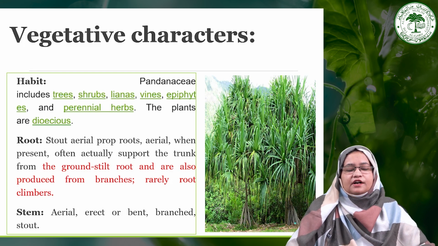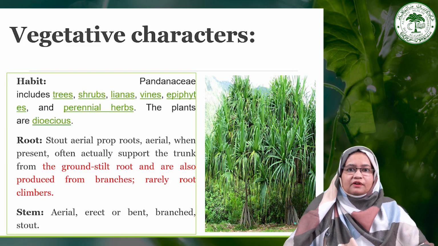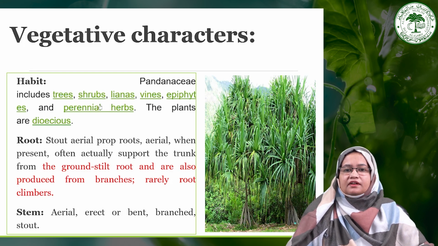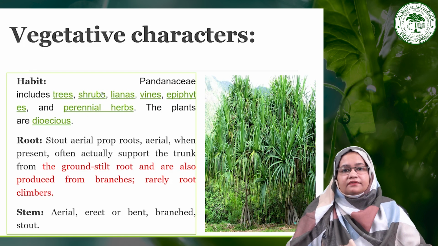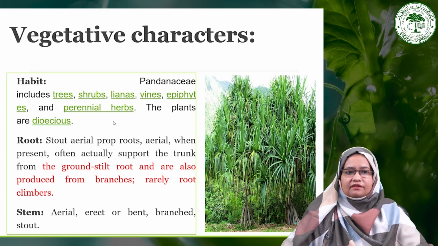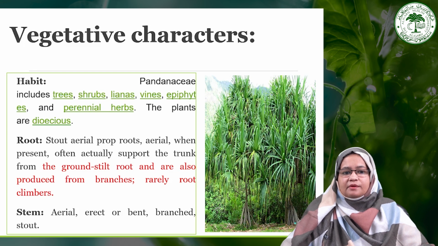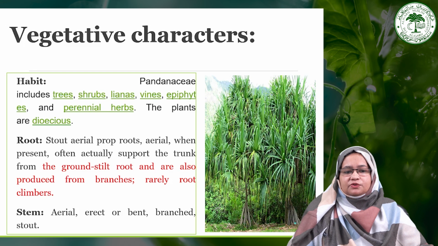If we see the vegetative characters of this family, Pandanaceae, they show quite a variation in their habit. They include trees, shrubs, lianas, vines, epiphytes and perennial herbs, and the plants are dioecious. Besides this, some of the plants are also mangroves. So they show quite a variation in their habit.